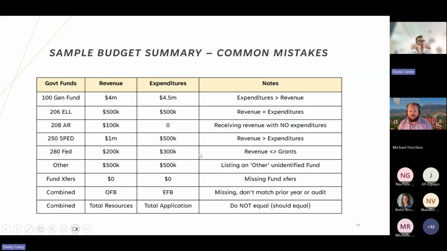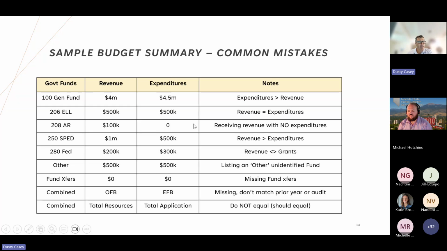Okay. So real quick, this is just a slide that mimics that Schedule 1 on your budget forms. And this is just a really brief look at some of the common mistakes we're seeing. I've already outlined these, but you've got your governmental funds on the left, what fund it is or what we're talking about, the revenue and expenditures, and then I just made a brief note.